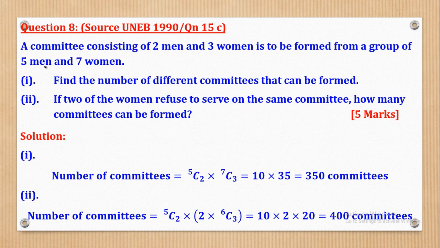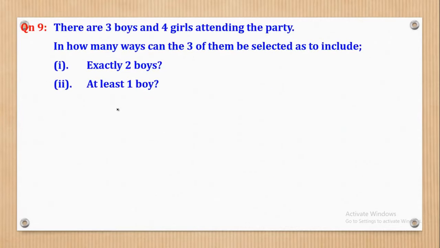Then of the men, out of 5, you need 2. That is why there is 5 combination 2 there. So in the end, you come up with 500 committees. Sorry, 400 committees.